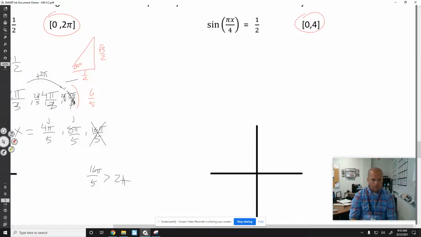Okay? I'm looking for solutions between 0 and 4. What? Sine pi x over 4? What? Don't freak out. Start with just a simple equation: trig function equal to a ratio. When is sine equal to a half? All right, we've done this before. 30-degree reference angle, vertical side's a half. Sine is positive in the first quadrant and in the second quadrant.